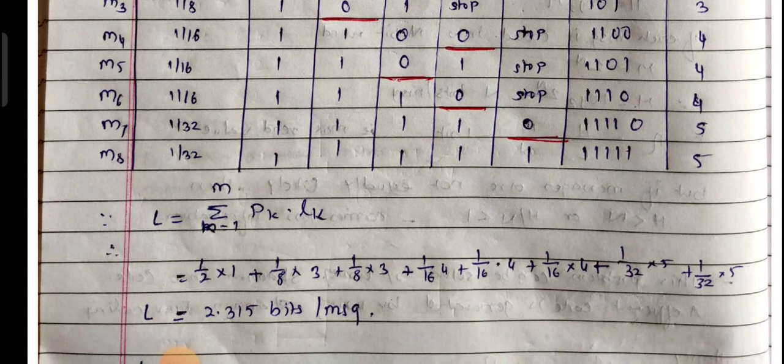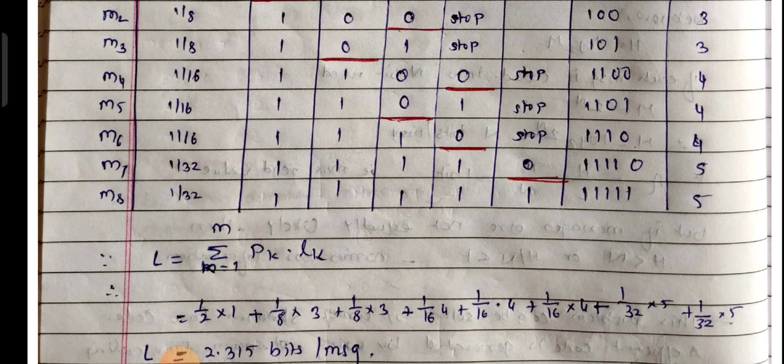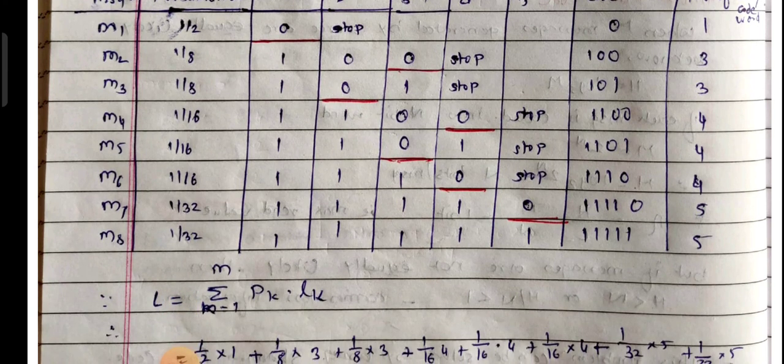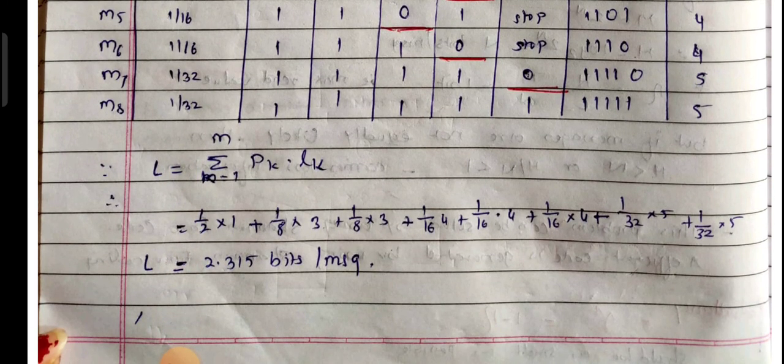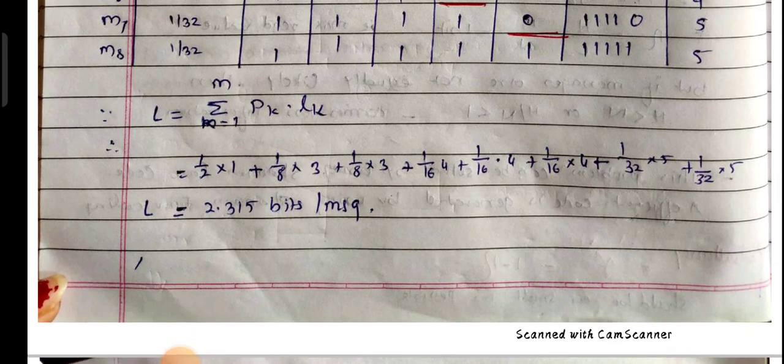So to calculate capital L, I have the equation summation of pk lk, where k goes from 1 to capital M. So in total we have 8 messages. The value of M is given as 8. So put in the values of probability of occurrence for all the messages, and the values of code word length which we have obtained here using the Shannon Fano code. So after solving this, I'll get the value of L as 2.315 bits per message.